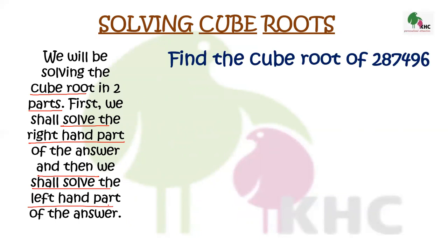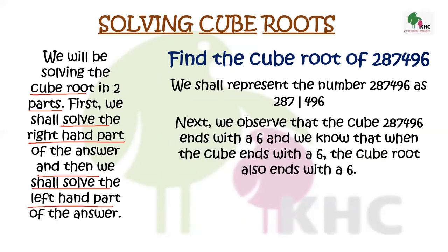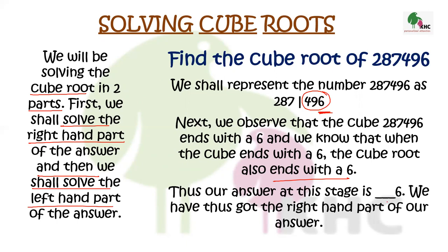So let us find the cube root of 287496. The first rule is to put a slash before the last three digits. So you put a slash before 496. Now we are going to observe the end digit. You see that the whole cube number is ending with 6. Now we know that if a number ends with 6, then the cube root value will also end with 6. So that gives us the units digit of our answer. Now we know that the last digit of our answer should definitely be 6. This is our answer right now. We have something on the left, we don't know what we have.